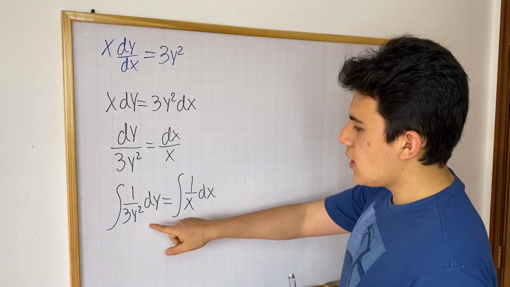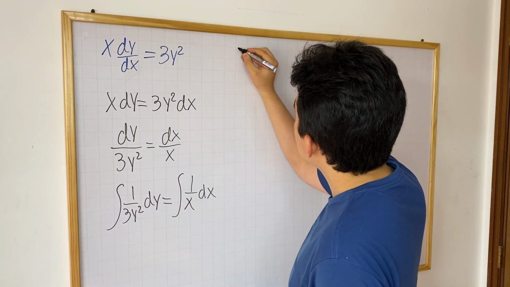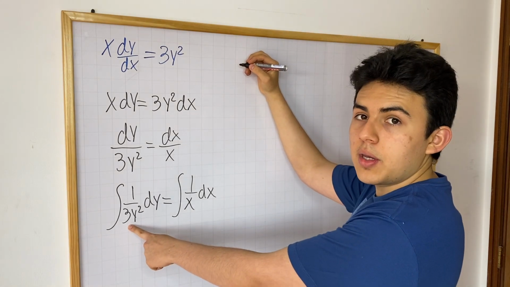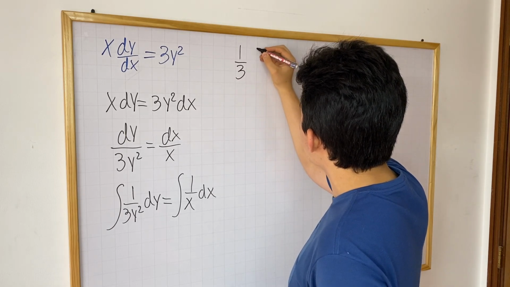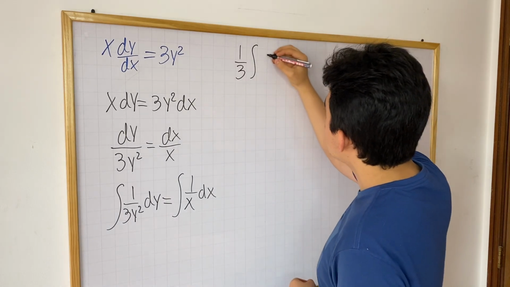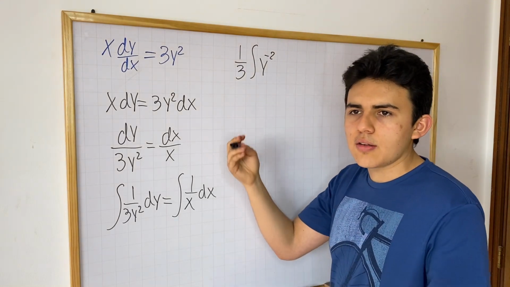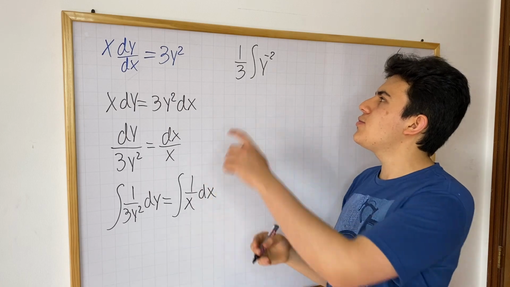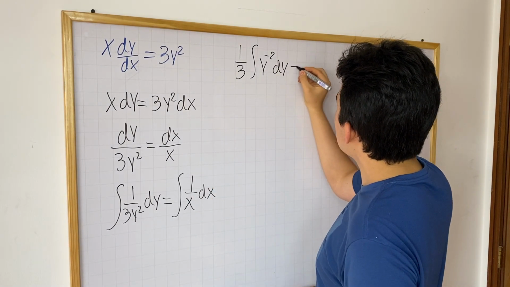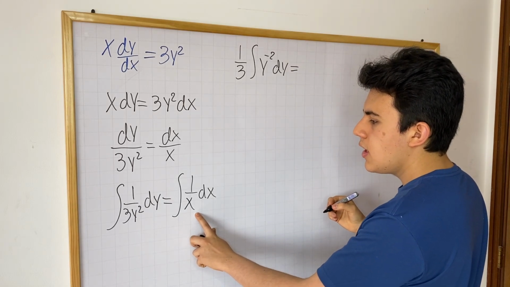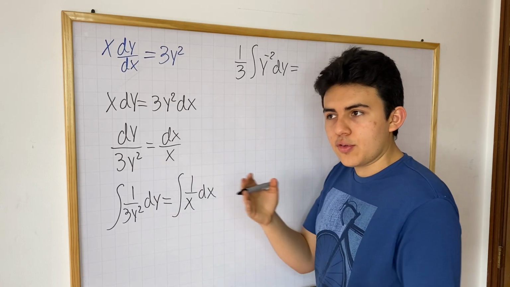So let's see what we can do now. We can rewrite this left-hand side antiderivative as the following. 1 over 3 is going to be a coefficient, so you can take it outside the integral sign. So this is going to be 1 over 3 times the antiderivative of y to the minus 2 power. I'm not sure how you say that in English, but anyways, this is the power that we have. So this is going to be dy, and the right-hand side of the equation, this antiderivative, is ln absolute value of x.